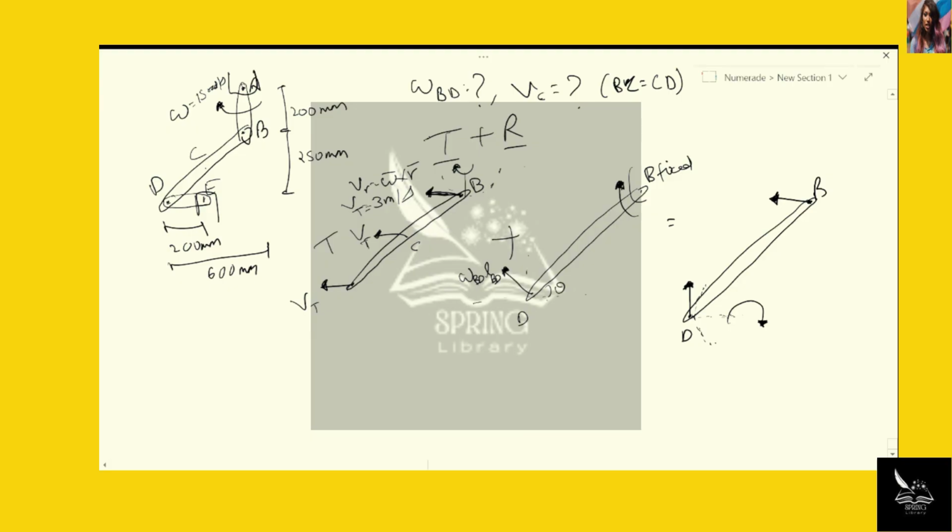So if this is angle theta, then we look at our original diagram. If this is angle theta, then we are at a right angle triangle, B, D, and this length is 250. This is theta. So if this is theta, this is 90 minus theta, then this angle is theta. That means the vertical component is omega BD, LBD, cosine theta, and this component is omega BD, LBD, sine theta.